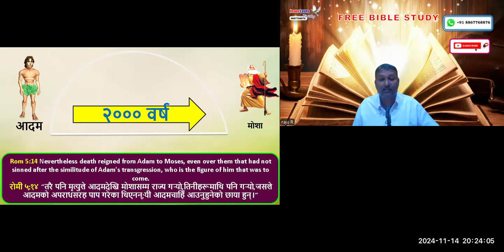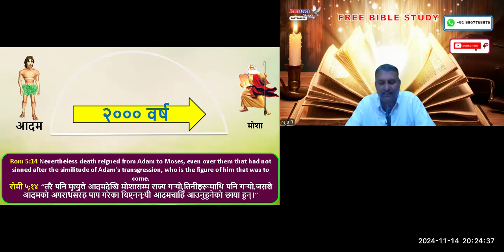reigned upon those persons also who did not commit sin like Adam. There were many people who did not commit sin at all like Adam, violating God's commandment. But yet, upon them, death came. Why did this death come? It was not because of their individual sin. It was because of the sin which they inherited through Father Adam.